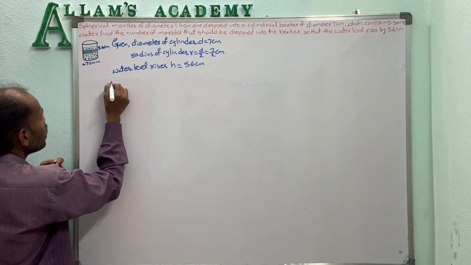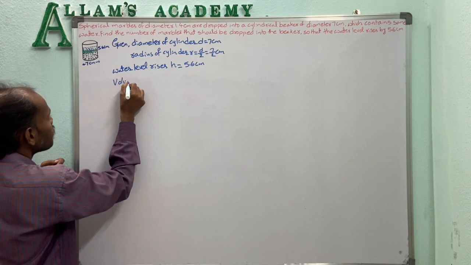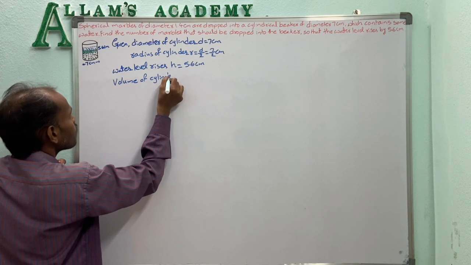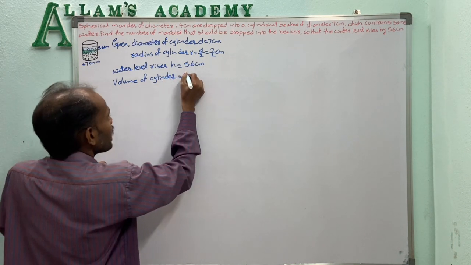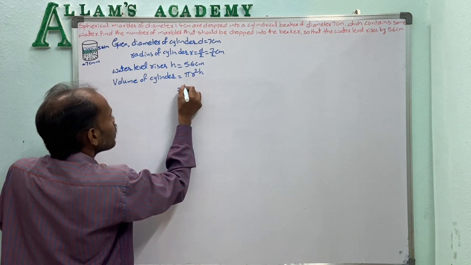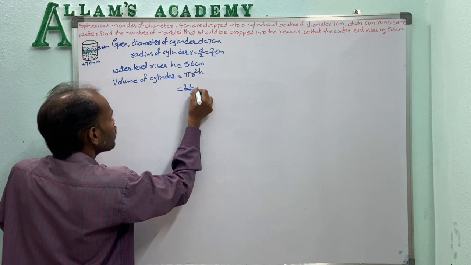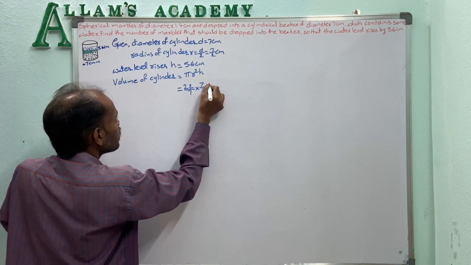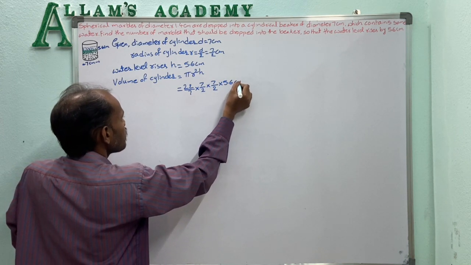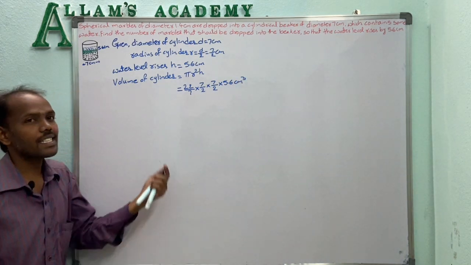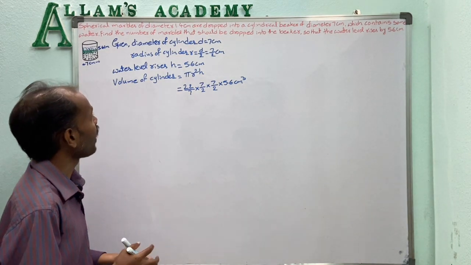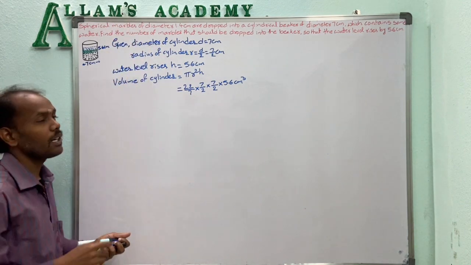Now volume of cylinder is pi r square h, that equals 22 by 7 into r value 7 by 2 into 7 by 2 into 5.6 centimeter cube. It is the volume of the cylinder. Okay. Now we find the volume of the spherical marble.